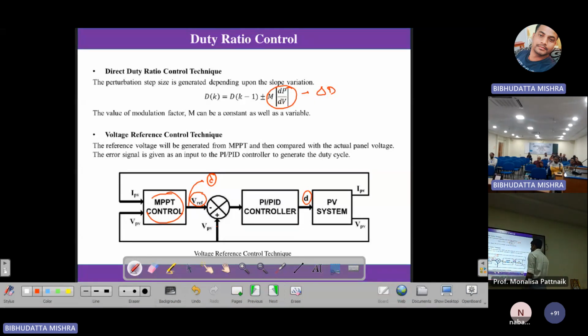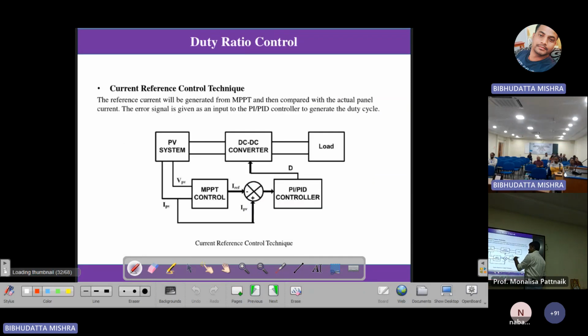Now you are not doing that. You are making a closed loop. You are trying to compare with the instantaneous PV voltage and use a PI controller, then giving the duty ratio. So this is voltage reference control. Similarly, you can do the current reference control. In the current reference control, you are generating not the MPP voltage, you are generating the IMPP current. You compare with the current and then the same thing.